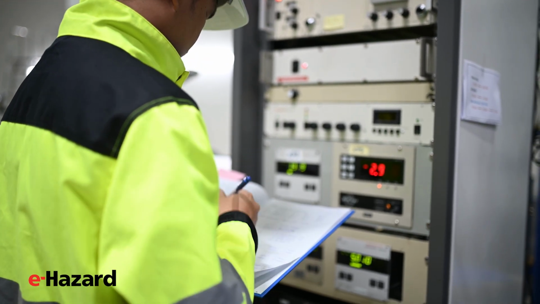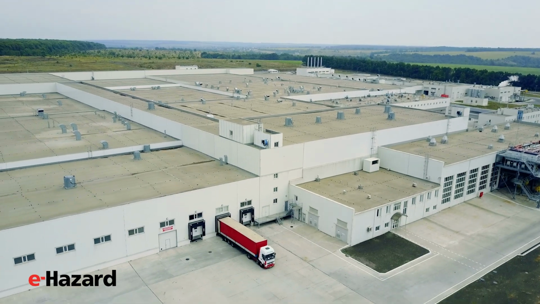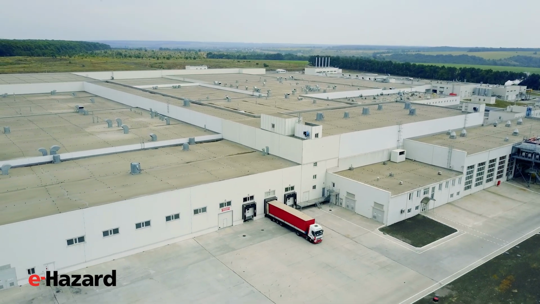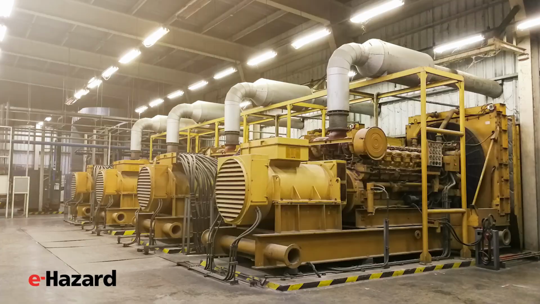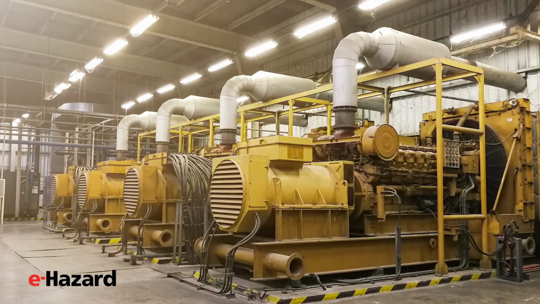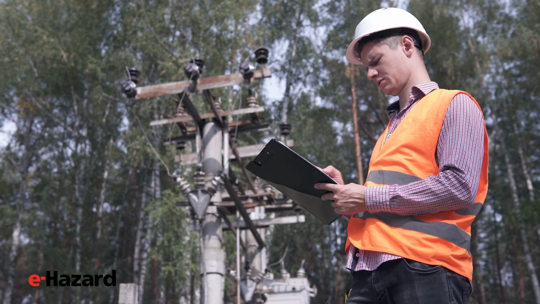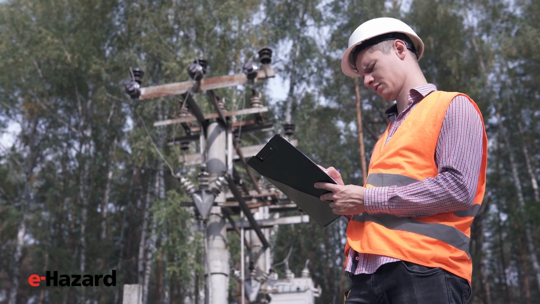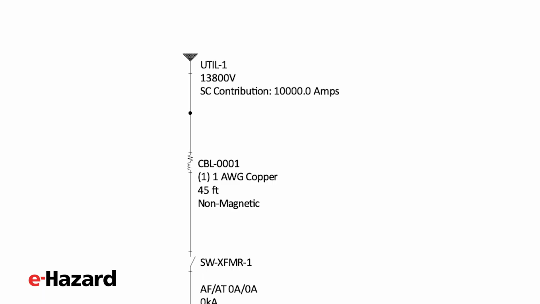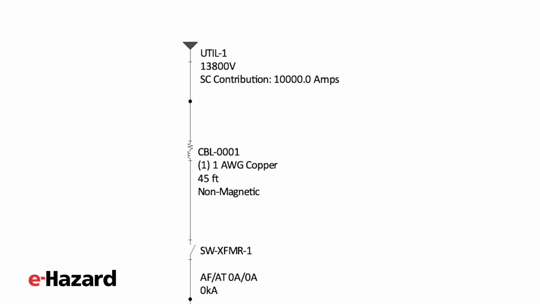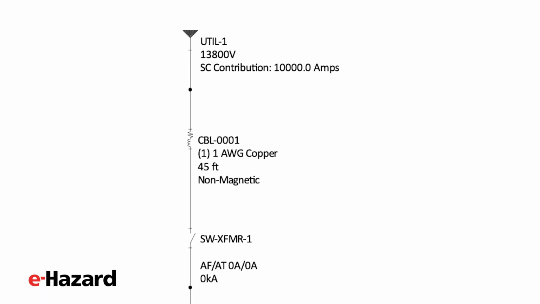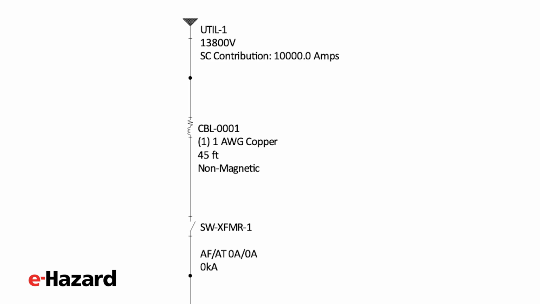One-line diagrams are used for power distribution systems in commercial and industrial buildings, utility substations, generator and emergency power systems, facilities planning, and electrical coordination studies. Think of it as the big picture diagram. It tells you what's in the system and how everything connects, but not the detailed wiring.